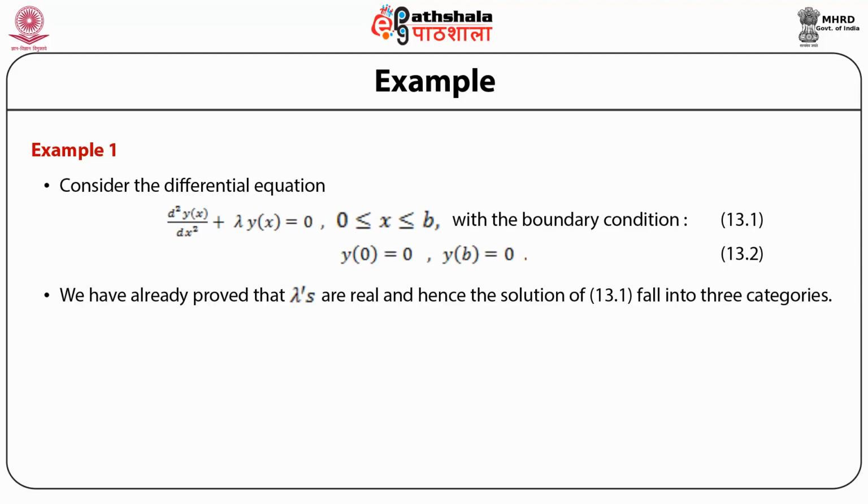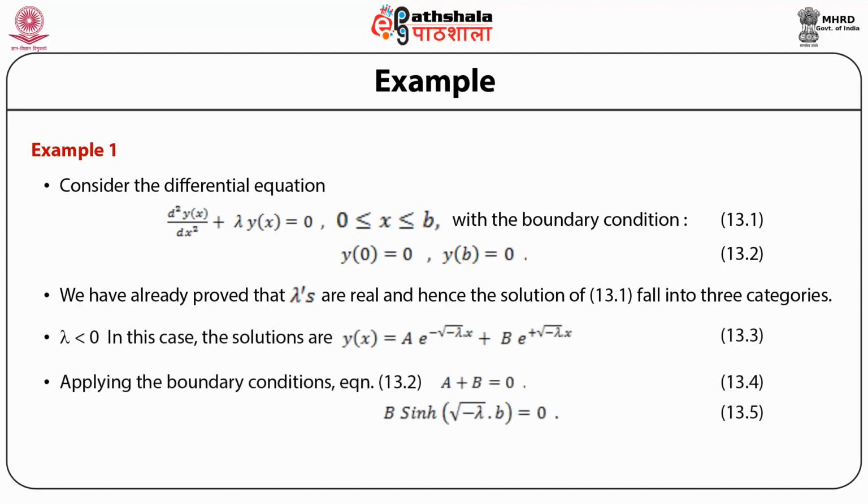Let us first consider the case when lambda is negative. In this case, the solutions are exponential, and the general solution can be written as y(x) = A e^(−√(−λ) x) + B e^(+√(−λ) x), where A and B are arbitrary constants and have to be determined from the boundary conditions. Now we have the boundary condition that y(0) is equal to 0. So putting x equal to 0, we have A + B = 0.